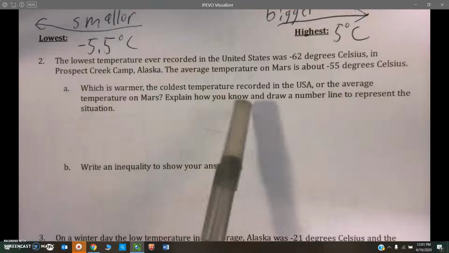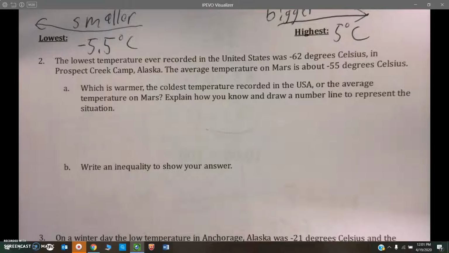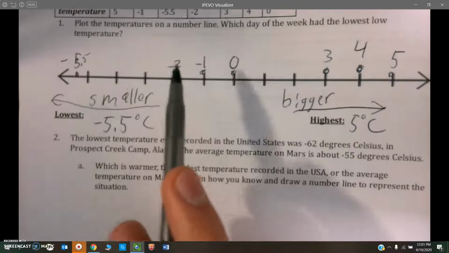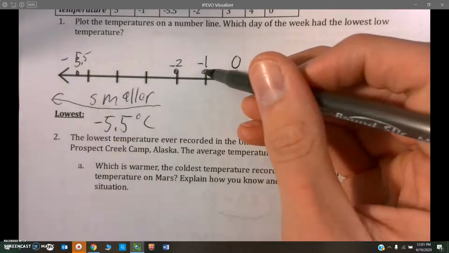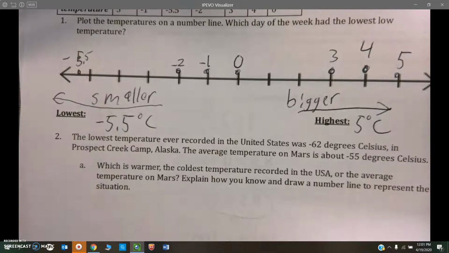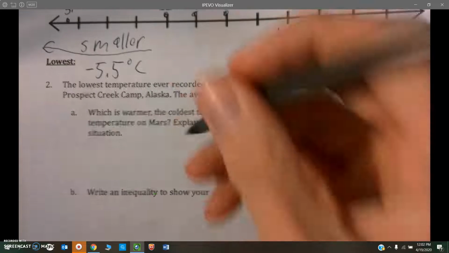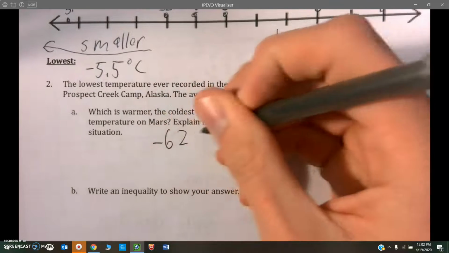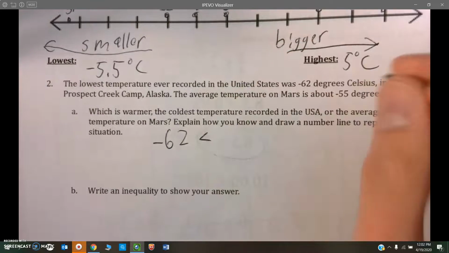Which is warmer, the coldest temperature recorded in the USA or the average temperature on Mars? Explain how you know and draw a number line to represent the situation. So I accidentally did just kind of say the answer. So once again, if we look at a number line, numbers get smaller as you go to the left. So -2 is smaller than -1. -3 is smaller than -2. So -62 is actually less than -55.